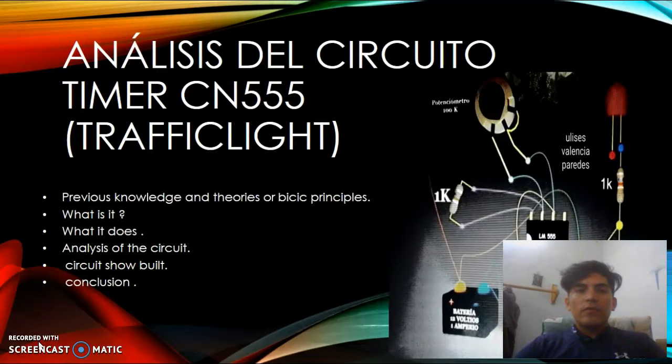We are talking about the analysis of the CN555 timer circuit. This timer, as we can see, we will talk about the mission. The circuit was made in classes a few days before, and we will see topics like previous knowledge and basic principles. What is it? What does it do? Analysis of the circuits, show view, and conclusions.